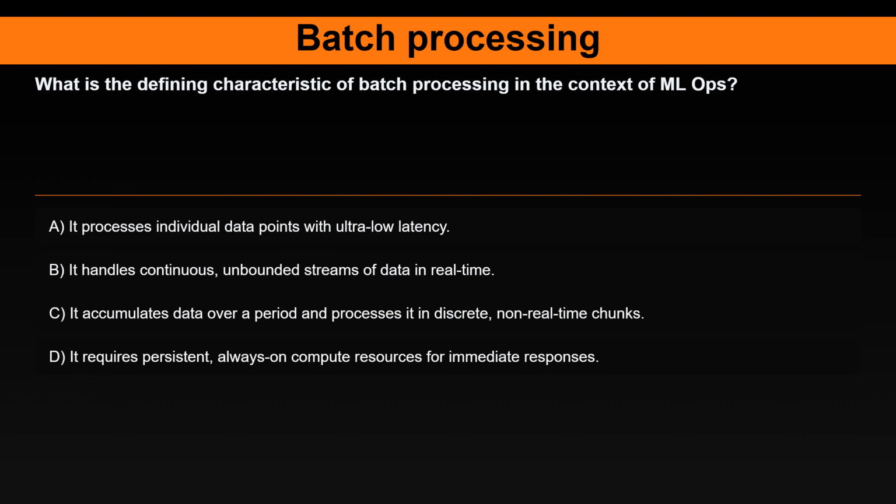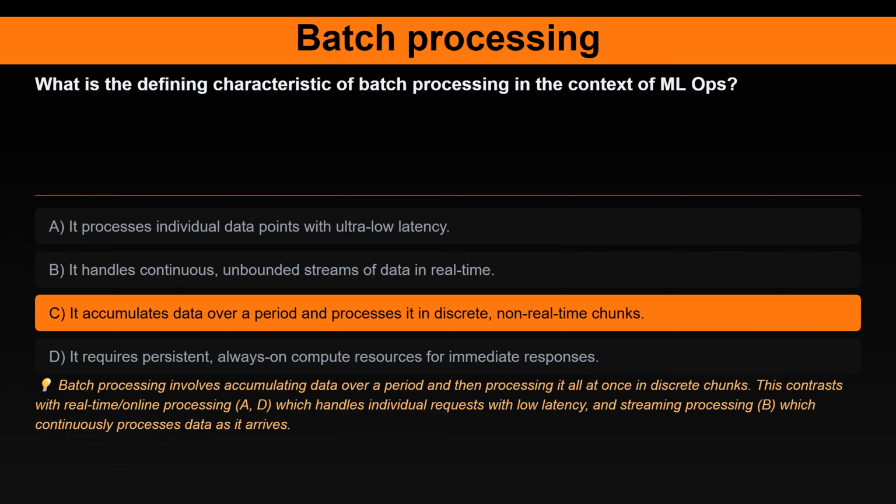Question 16. What is the defining characteristic of batch processing in the context of MLOps? Option A, it processes individual data points with ultra-low latency. Option B, it handles continuous, unbounded streams of data in real time. Option C, it accumulates data over a period and processes it in discrete, non-real-time chunks. Option D, it requires persistent, always-on compute resources for immediate responses.